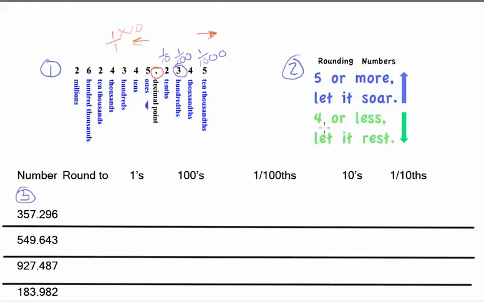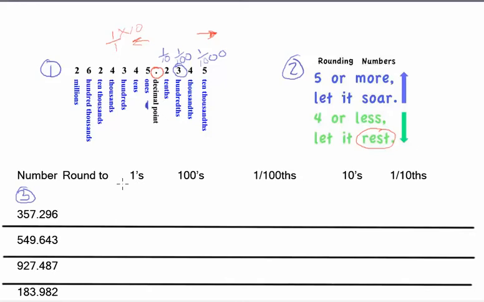And then the second line is 4 or less, let it rest. And this is a really good saying because I've heard math teachers say, 5 or more, round it, and 4 or more, round down. Well, you don't round down, really. You keep the number the same. So I really like this saying, 5 or more, let it soar. 4 or less, just let it rest. And we'll give you an example down here below.